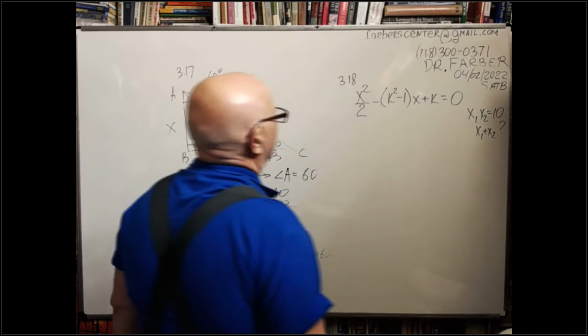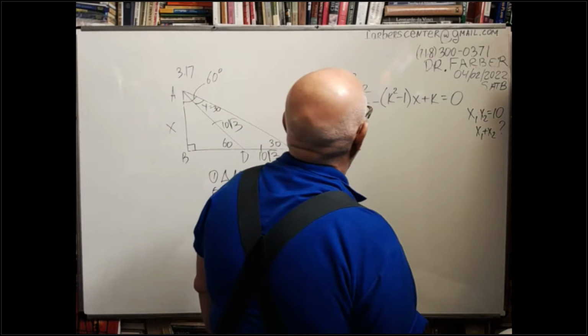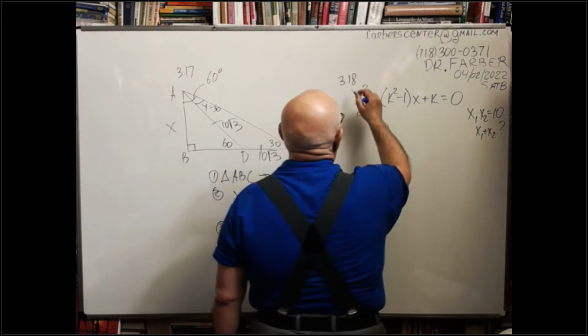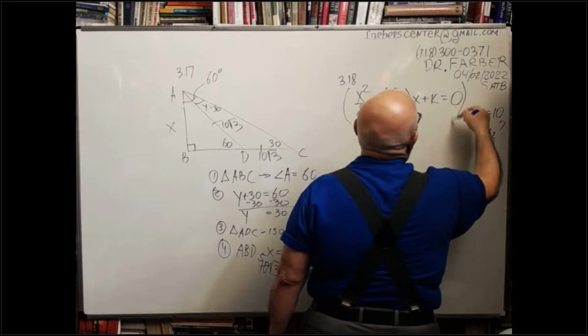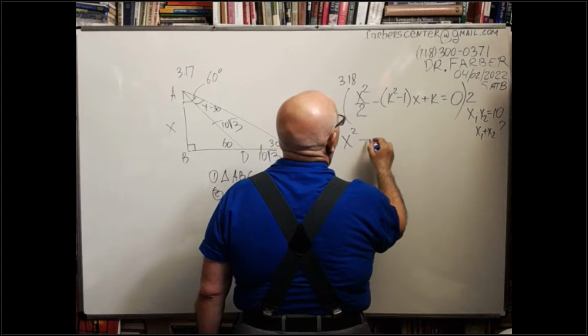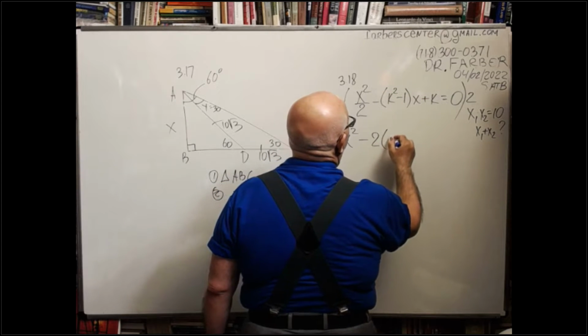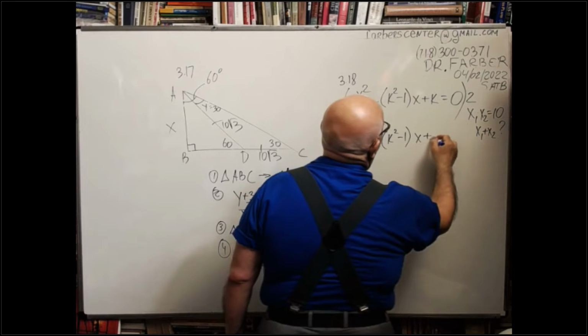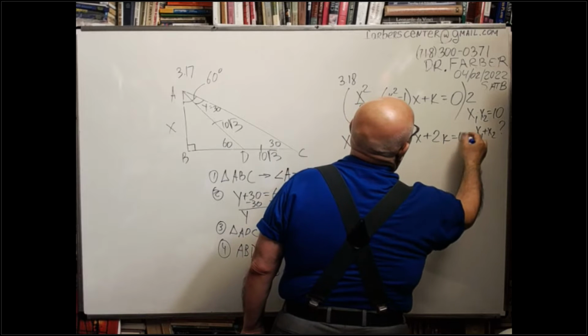Well, let's normalize this quadratic equation. I want to have the coefficient in front of x squared equal to 1. That's why I multiply both parts by 2. And I will have x squared minus 2(k squared minus 1)x plus 2k equals 0.